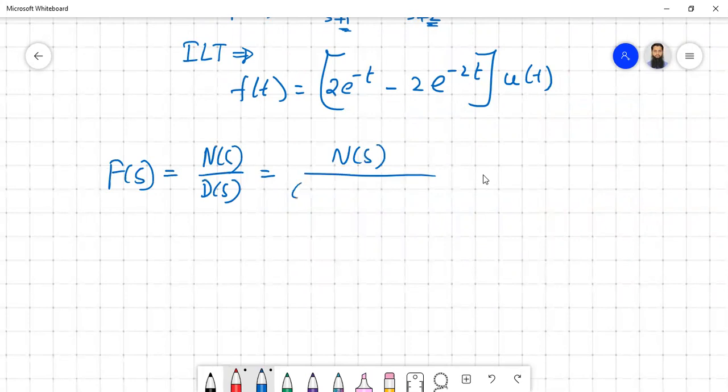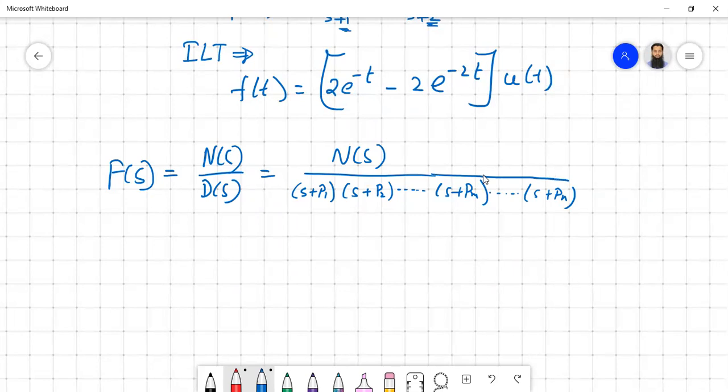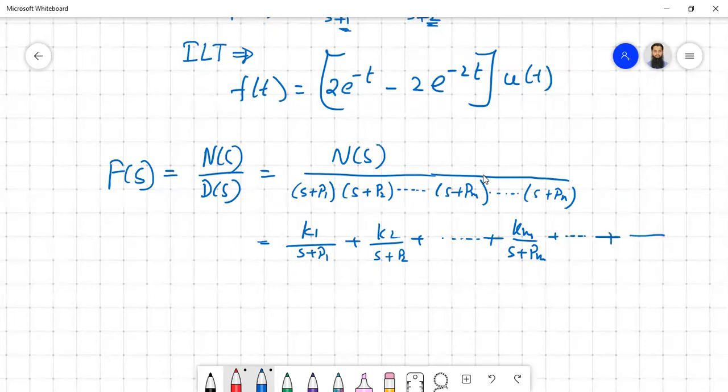Denominator may have n number of poles, (s plus p1), (s plus p2), and so on up to (s plus pm), and finally (s plus pn). So these are the total n number of poles you have. What is our target? Our target is to isolate them. So basically k1 by (s plus p1) and k2 by (s plus p2) plus, and so on up to km by (s plus pm), and finally kn by (s plus pn).